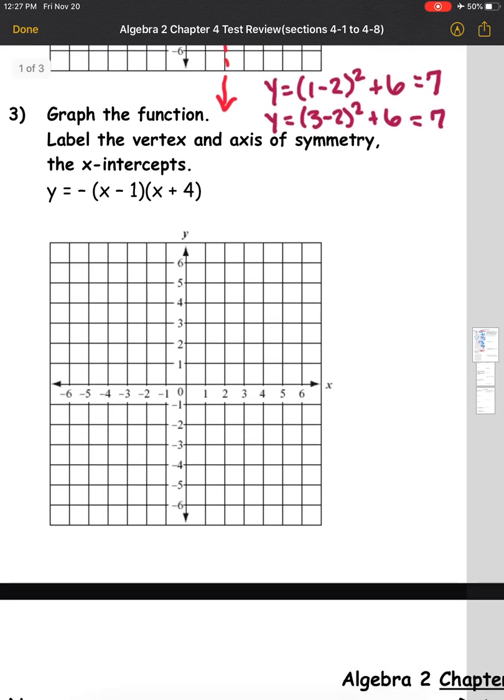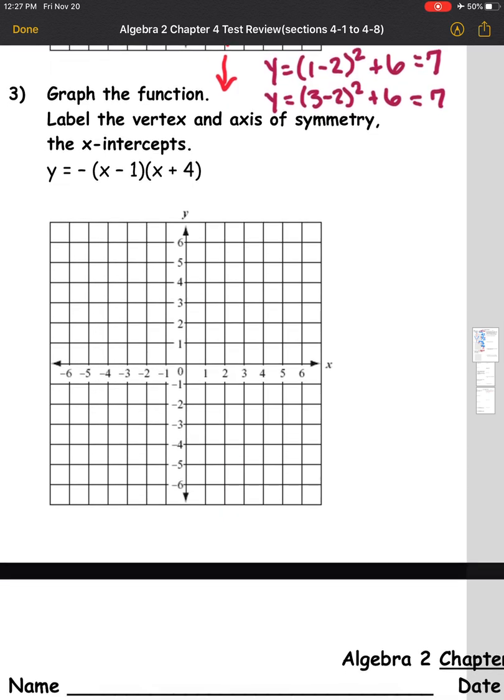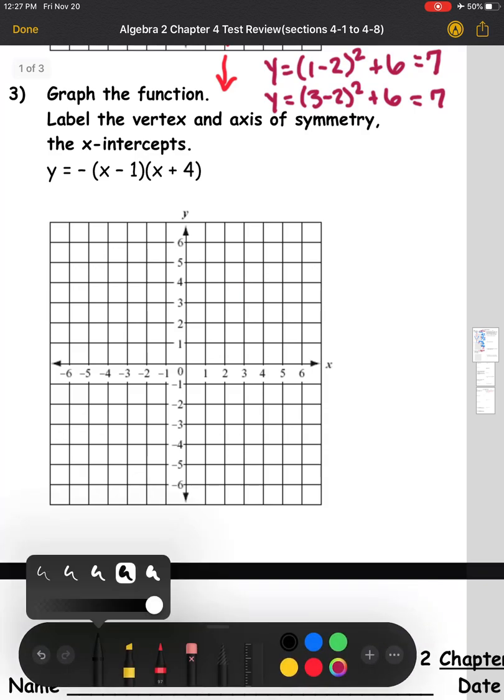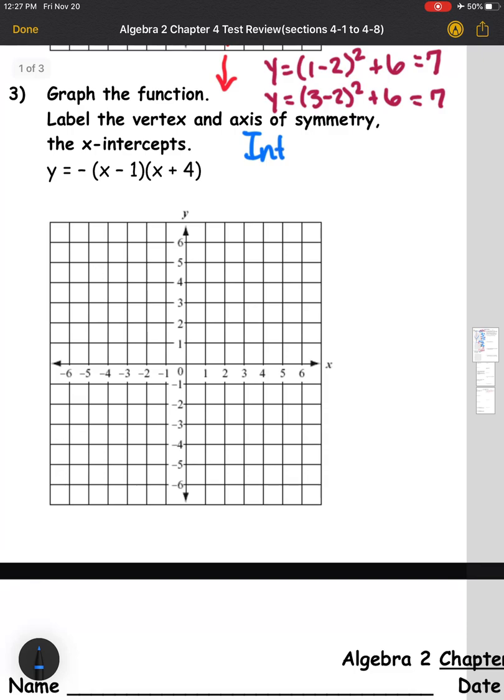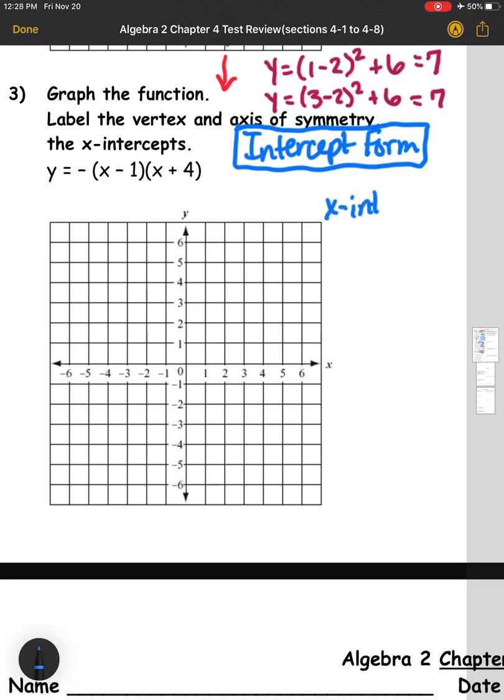The last one we're going to look at here, graphing-wise, is number 3. This one's actually vertex form, or not vertex form, sorry, intercept form. With intercept form, we have 2 x-intercepts. So that's the first thing I want, the x-intercepts. I'll abbreviate it like that. And that comes from what's inside my parentheses.